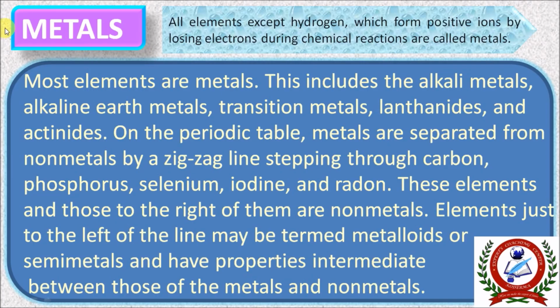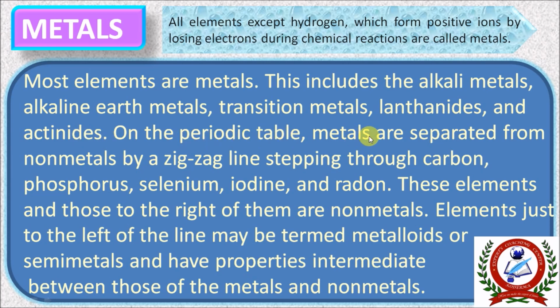Now we are talking about metals. The simple definition of metals: all the elements except hydrogen which form positive ions by losing electrons during chemical reactions are called metals. Most of the elements are metals. This includes alkali metals, alkaline earth metals, transition metals, lanthanides, and actinides.